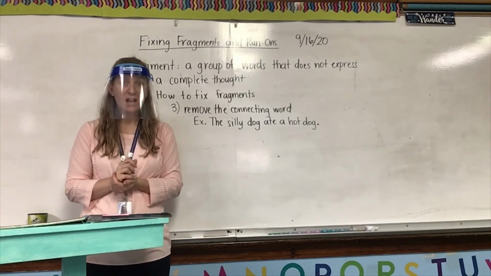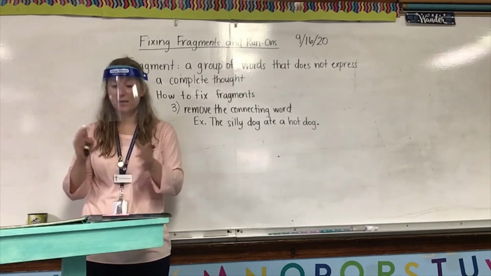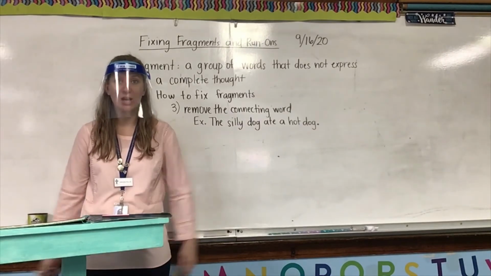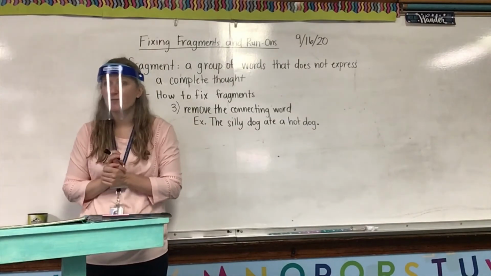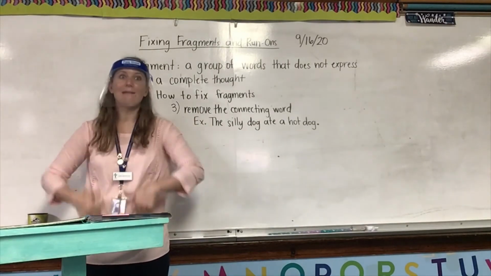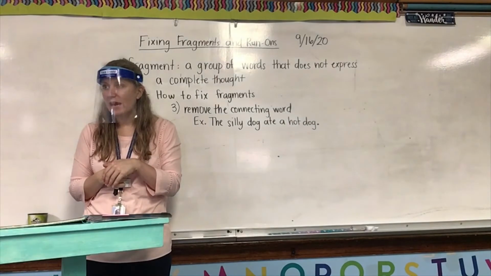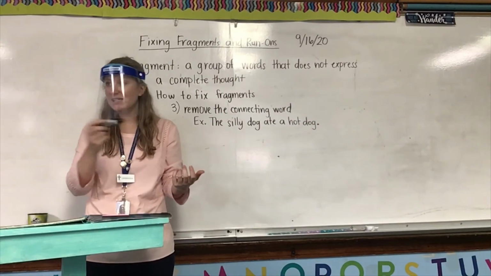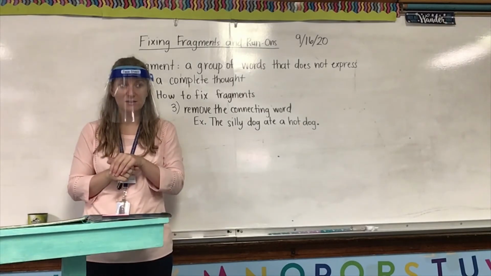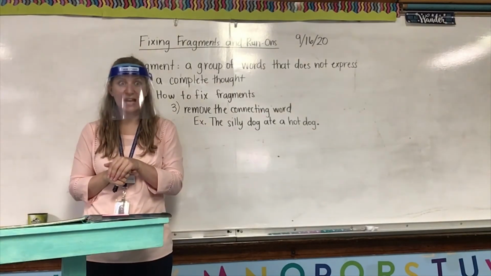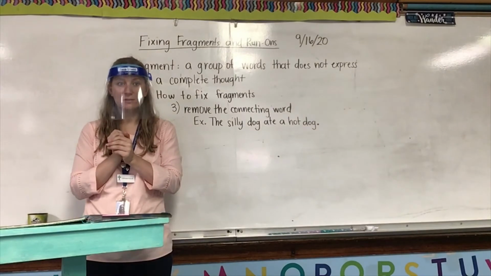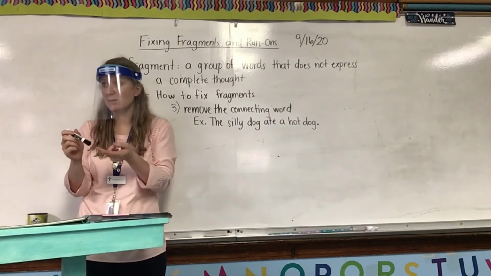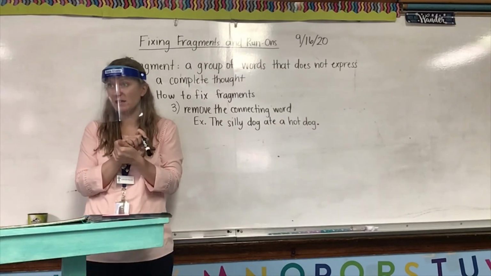Aaron? A fragment. Because can a sentence start with because and not have an independent clause with it? No. So the easiest way to fix that would just be take out the word because. And so the question says, why are fungi not considered plants? Instead of saying because they don't make their own food, you would just say they don't make their own food. Is that a complete sentence? Yes. It has a subject, it has a predicate, it doesn't have a connecting word at the beginning.